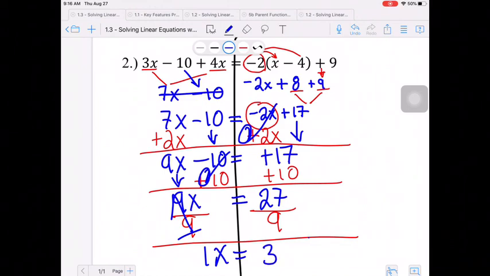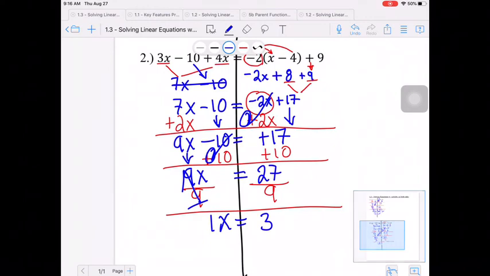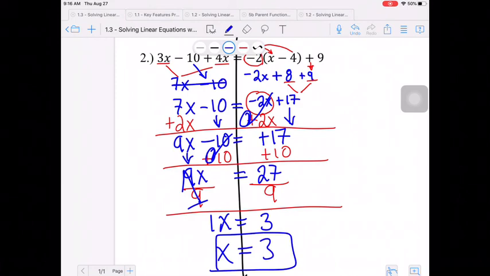All right. And again, you can write the answer as x equals 3. You don't necessarily need to write the 1 in front of it. All right. So that's it. That's how you solve equations with variables on both sides.